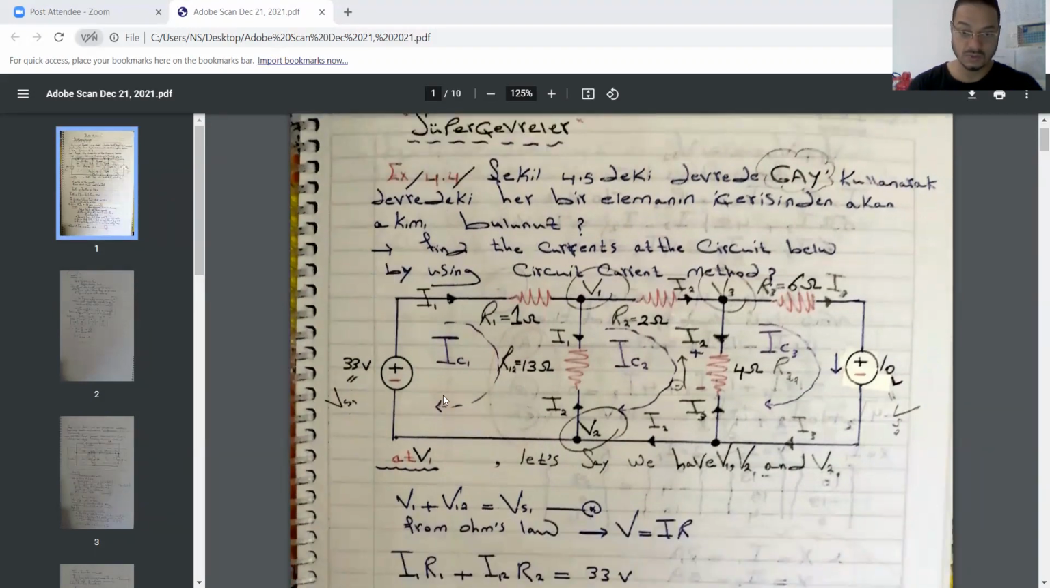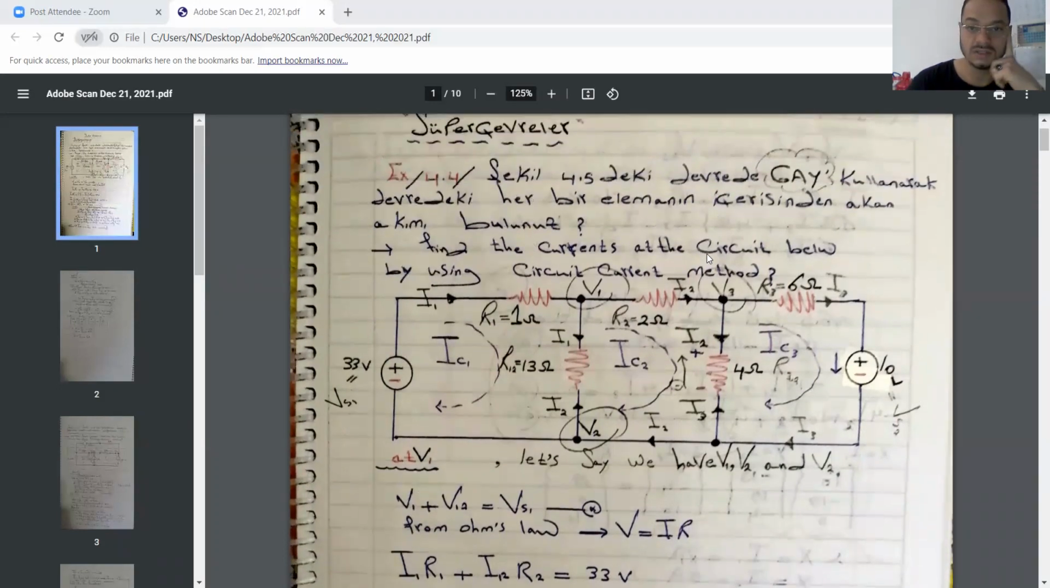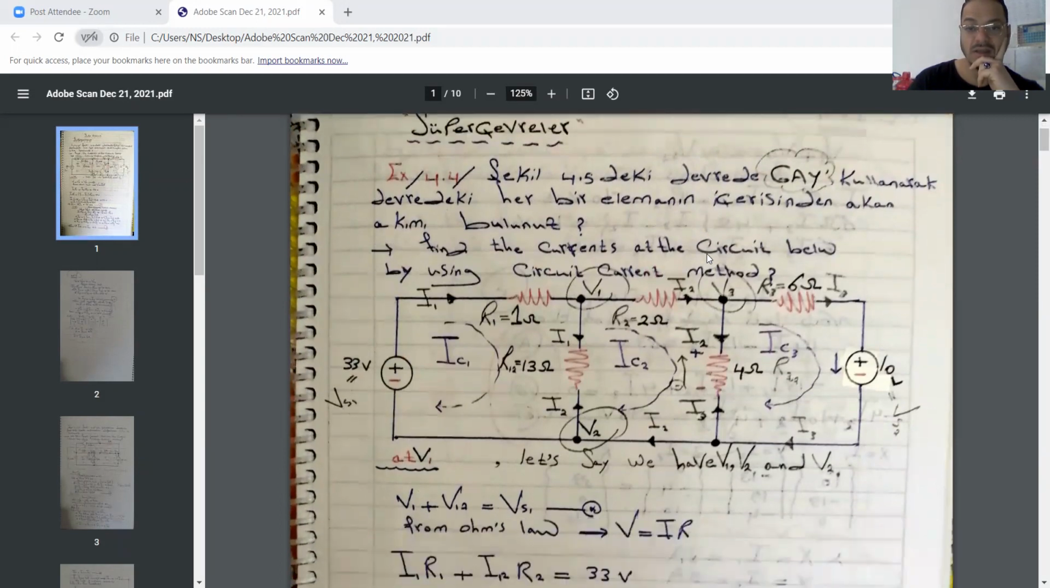Here we have the circuit. We have two independent voltage sources and 5 resistances with different values: 1, 2, 3, 4, 13. Here I put all of these names, V1, V2, and V3, to be able to solve this question by using the supermesh way. I must know the node's name because I will use it to solve this question.